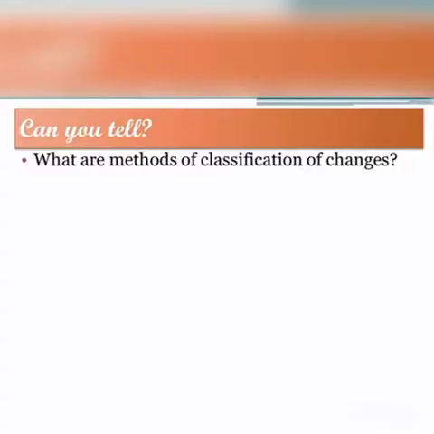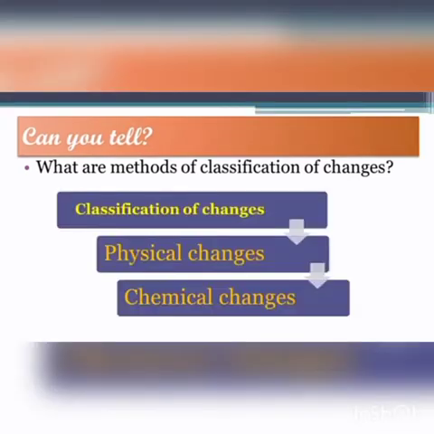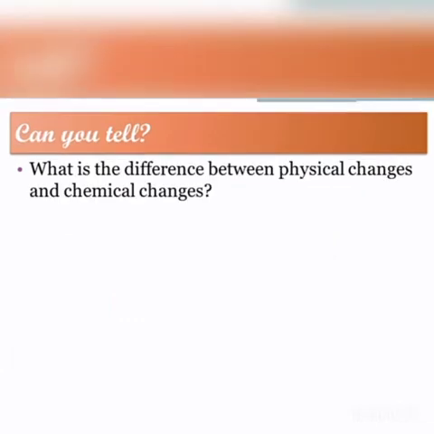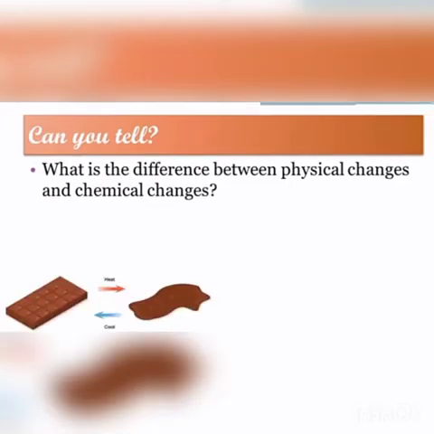Now just recall, what are the methods of classification of change? There are two methods, physical change and chemical change. What is the difference between physical and chemical changes? If chocolate is melted, it converts into liquid form, and if we refrigerate it, it again becomes solid. This change is reversible, so it is called a physical change.